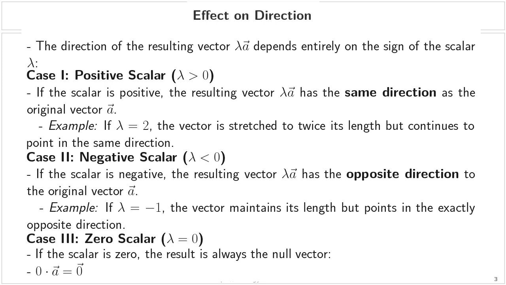Finally, case 3, the zero scalar, where lambda equals 0. This is a very straightforward case. If you multiply any vector by 0, the result is always the null vector, which we denote as 0 vector. 0 times vector A equals the 0 vector. Essentially, the vector loses all magnitude and direction. Keep these direction rules in mind, because in our next slide, we will discuss how the scalar affects the magnitude or the length of the vector.